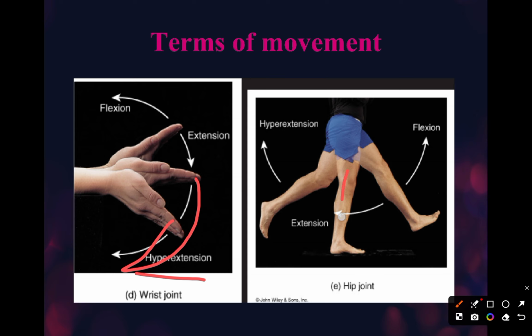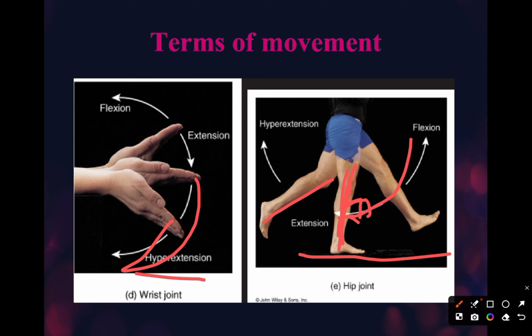Flexion, we are decreasing the angle. Now look at the angle. When we are flexing, you see, we have actually decreased the angle. It is now smaller. But when we are extending the angle from here to here, this is hypertension and this is flexion. So in extension, we have increased the angle.